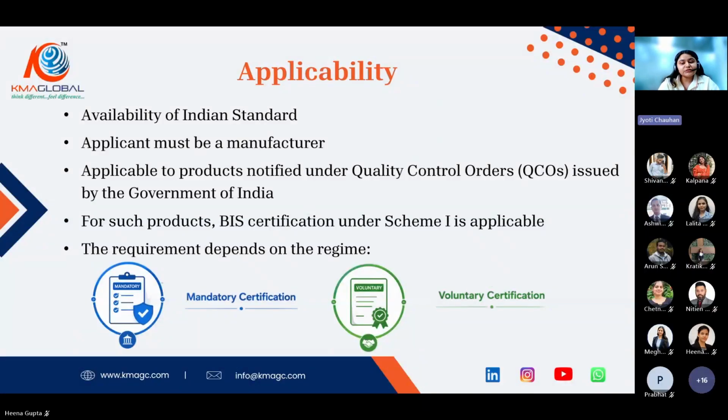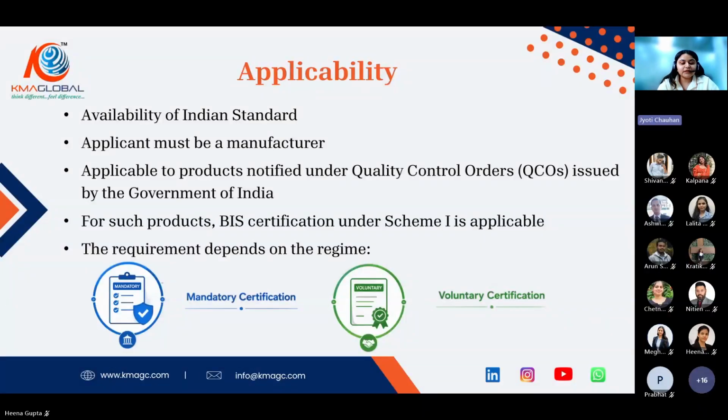Now the next question is, how do we know whether Scheme 1 applies to a particular product? The first requirement is that there should be an applicable Indian standard for the product. Next, the applicant must be a manufacturer, not an importer, seller, supplier, or trader. If the Government of India has issued a Quality Control Order, QCO, for that product, then BIS certification under Scheme 1 becomes applicable. Depending on the government notification, certification may be either mandatory or voluntary.